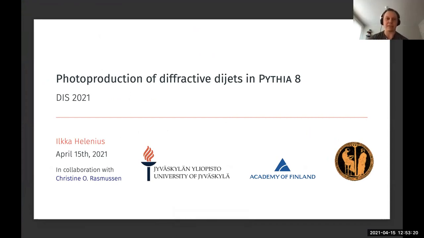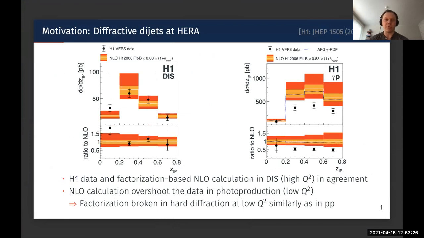All right, thanks a lot. So I will be discussing photoproduction of diffractive dijets in Pythia 8. The motivation for our work comes from the HERA measurements, as Michael was also referring to in the previous talk. At HERA, they have measured diffractive dijet production both in the DIS regime, so high virtual photons, and in the photoproduction regime, so low virtual photons. And they observed that they can have a nice description with an NLO calculation in the DIS regime, but applying then the same diffractive PDFs in photoproduction, the NLO calculation based on factorization will overshoot the data by a factor of two or so.